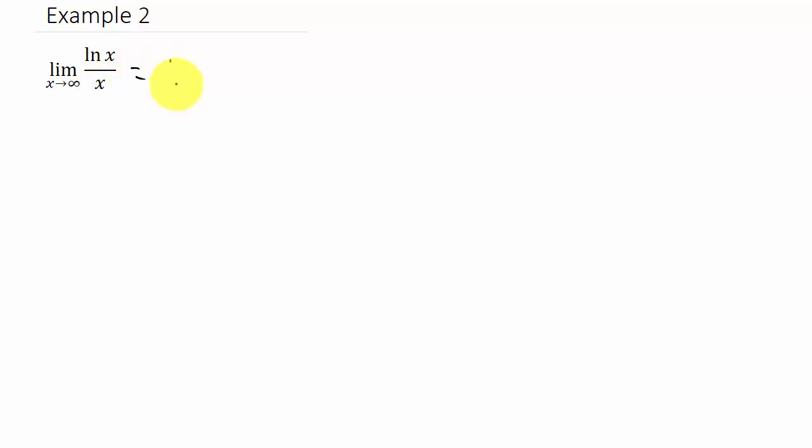So that means that equals the limit as x goes to infinity, and we can take the derivative of the numerator and the derivative of the denominator. So the derivative of the numerator, the derivative of natural log x, is 1 over x, and the derivative of x is 1. And so that gives us the limit as x goes to infinity of 1 over x.